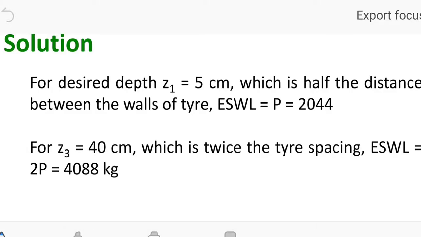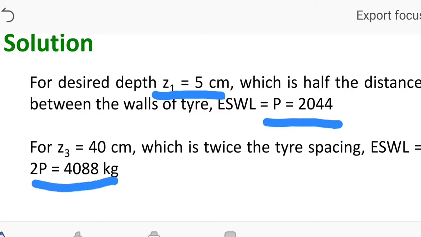Same thing is rewritten here. Just mentioned desired depth Z1 5 cm, likewise Z2 and Z3. ESWL for that P is 2044, and as we want 2S and 2P values, so 2P is written as 4088 kgs.